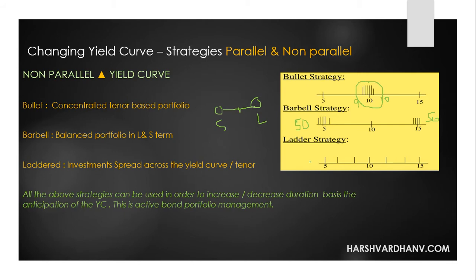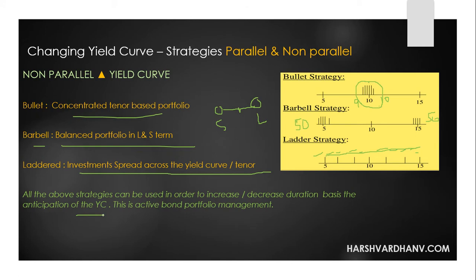And say a laddered strategy. A laddered strategy means you have exposure at all points of the yield curve. So you have certain exposure at this 5 year, 6 year, 7 year, 10 year, 12 year, 15 year. Bullet: concentrated tenor portfolio. We saw this. Barbell: balanced portfolio in long and short term. We saw this. Laddered security: investment spread across the yield curve or tenor, just like a ladder. All the above strategies can be used in order to increase or decrease the duration basis the anticipation of the yield curve. This is known as the active bond portfolio management.